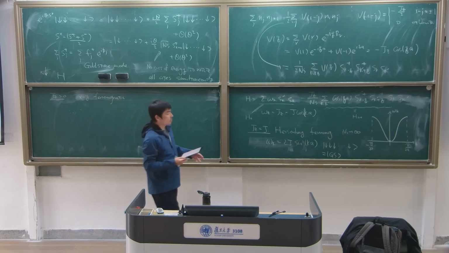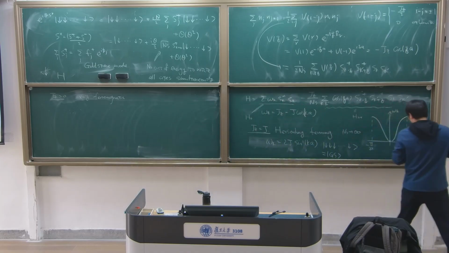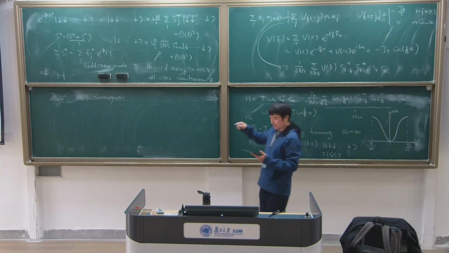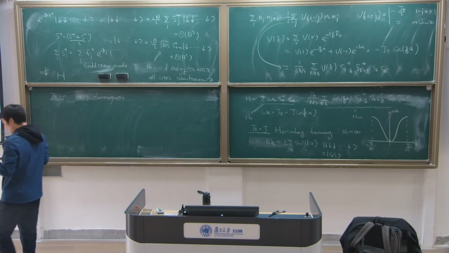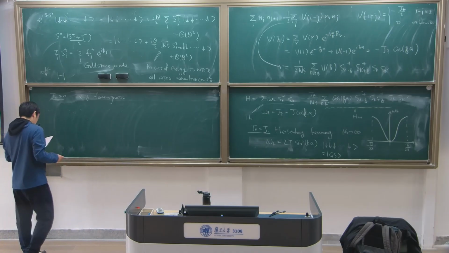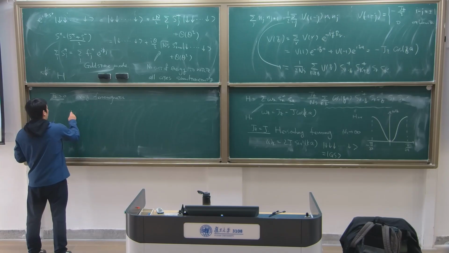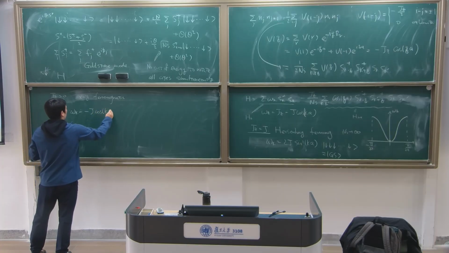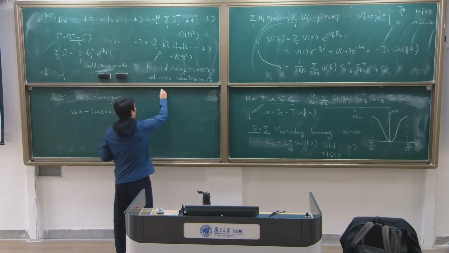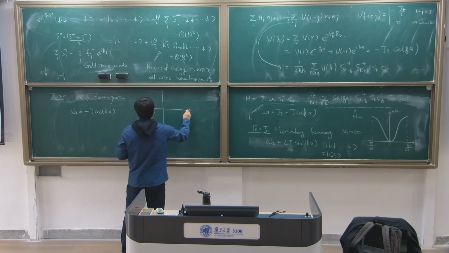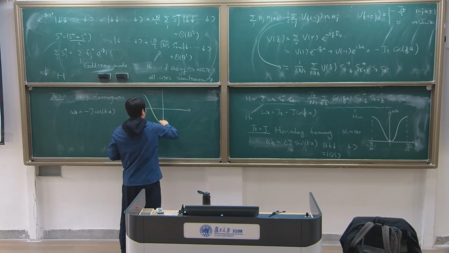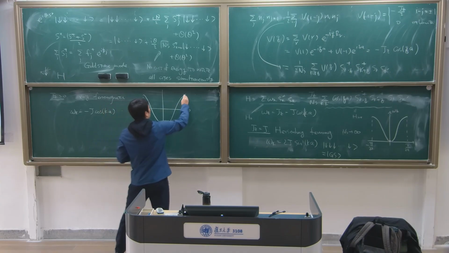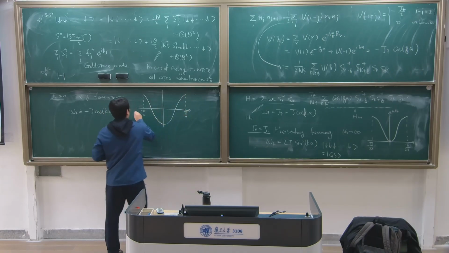Of course, the system is really gapless. To make an excited state, it doesn't cost energy. There is no gap to the first excited state. So in this case, omega k looks like this. So this is pi over a. This is pi over a.